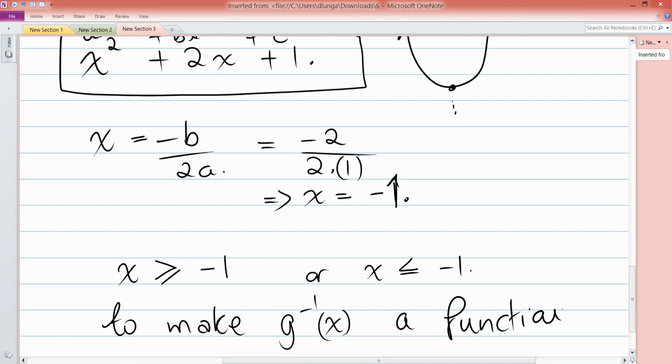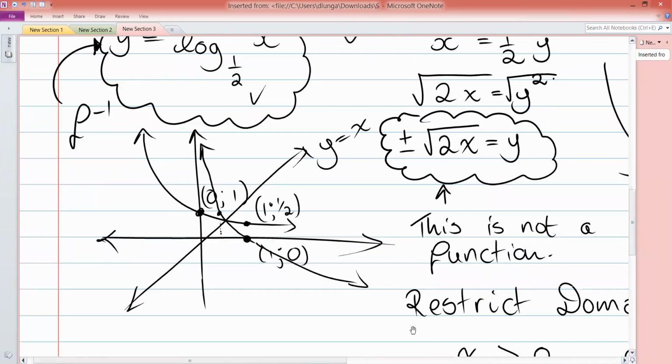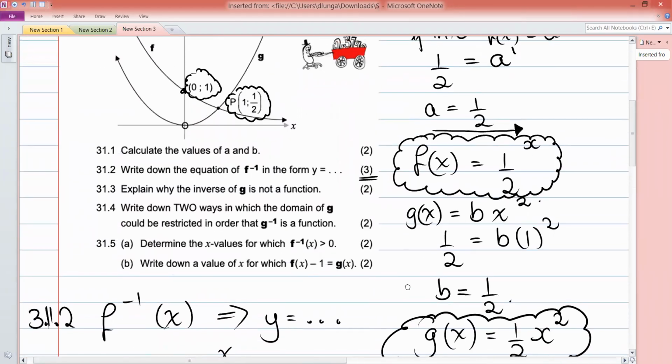Those 2 points, either of those, make g inverse a function. So let's go back to our question. We've done that. Explain why g is not a function. Okay, we've also done this one. In your answer, you would say g is not a function because it fails the vertical line test. You explain how it fails the vertical line test: for one x value, we get 2 y values. That's why it's not a function.